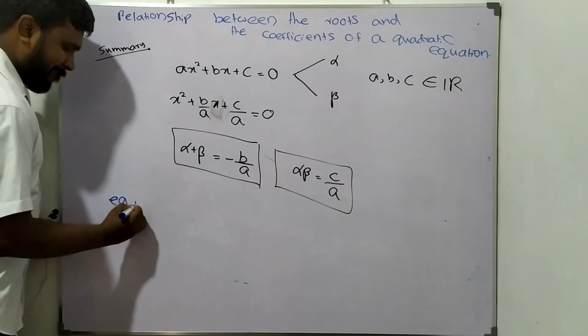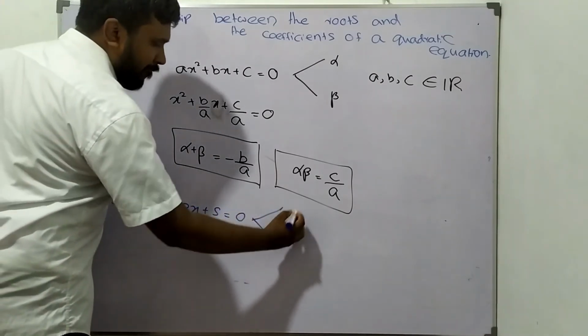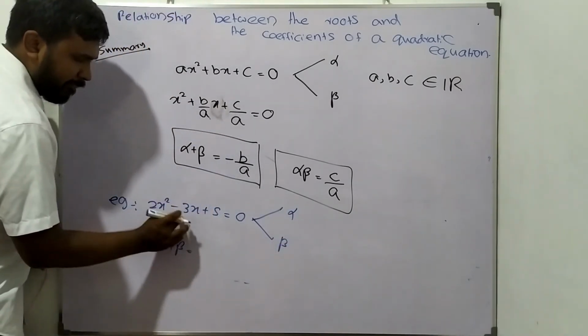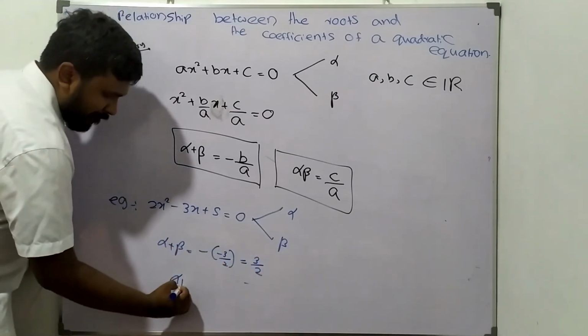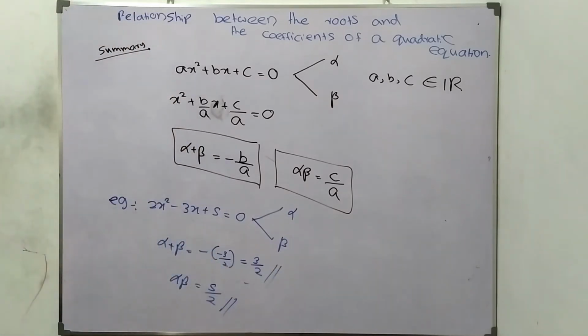So always you should understand, if you have 2x squared minus 3x plus 5 and those roots are assumed to be alpha and beta, then the addition of the roots is equal to minus b over a, which is 3 over 2. Minus means plus. The product is 5 over 2, the constant divided by the x squared coefficient. 5 over 2 and 3 over 2. So we can directly connect these coefficients with the roots.